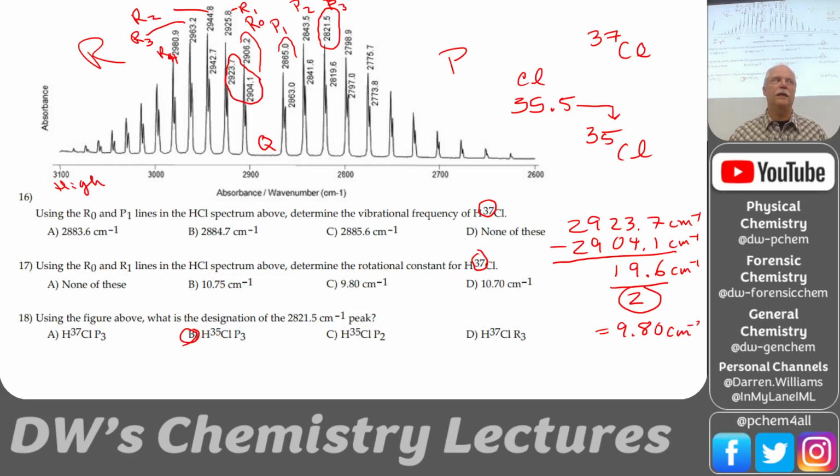What other questions? How do you do 16? See, R and P. Okay, so this missing Q is going to be exactly in the middle of those lines. You just take the two small ones, divide in half, and add one of them? Exactly, yeah, that's right.